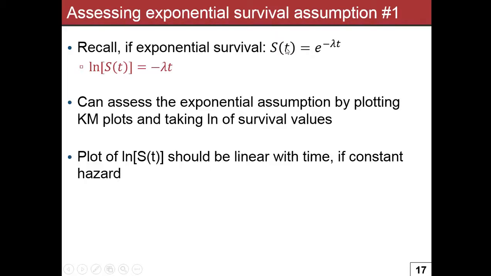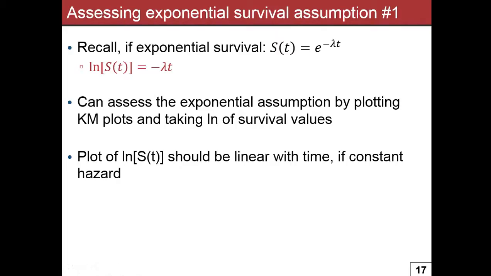So if we have a constant hazard, it looks like this. The log of S of t is equal to minus lambda t. The log of survival is basically a linear function with time, negative lambda times t. If you have a single lambda, this single constant rate, you have exponential survival. The log of the survival is linear. Okay, so you can assess this exponential assumption or the constant hazards assumption, whatever you want to call it, by plotting the Kaplan-Meier curves and taking the log of the survival values, otherwise known as the log survival curves.